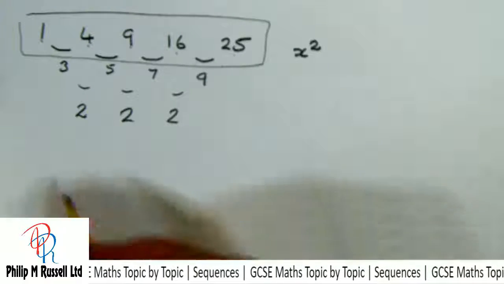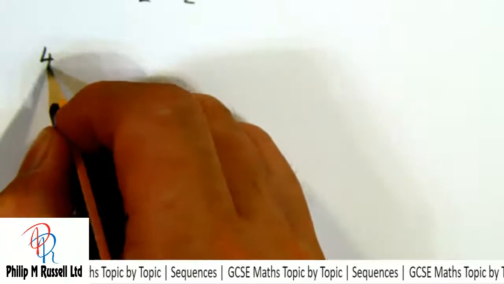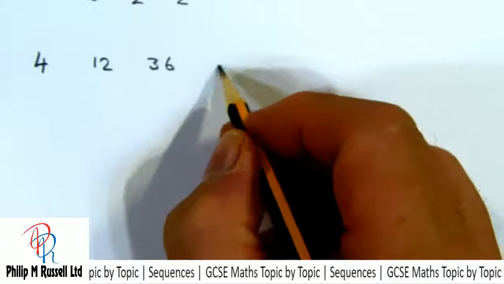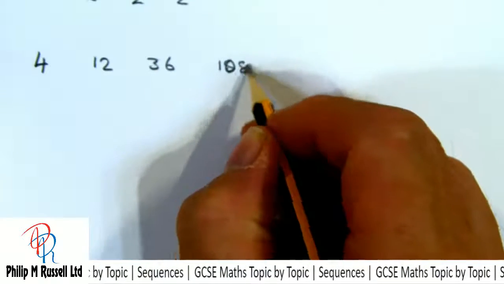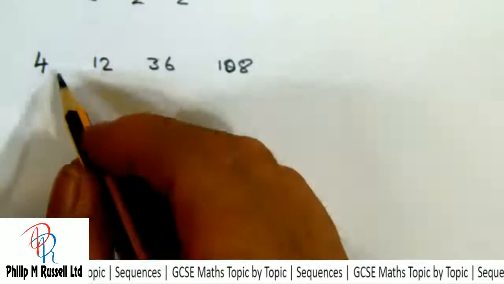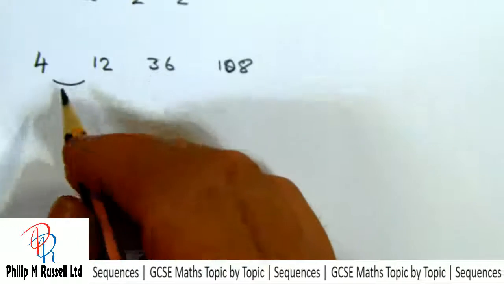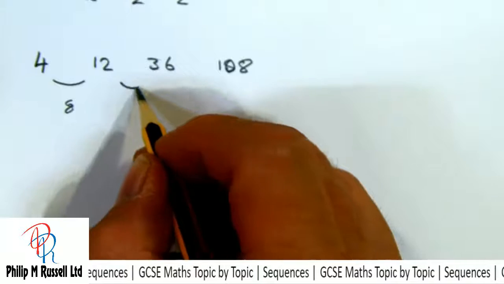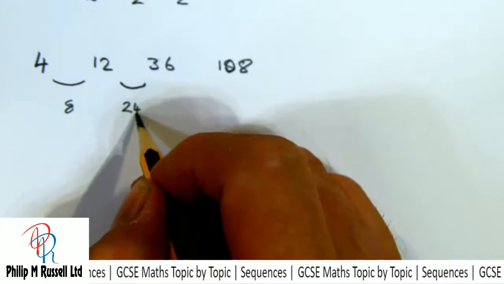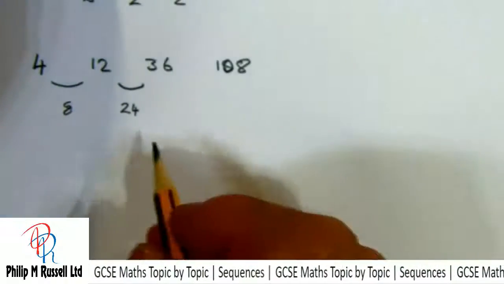Let's look at a sequence that goes something like this: 4, 12, 36, 108. Well, if we do our common difference here, 4 to 12 is going to give me 8, 12 to 36 is going to give me 24, and I'm seeing that this isn't anything like an arithmetic sequence.